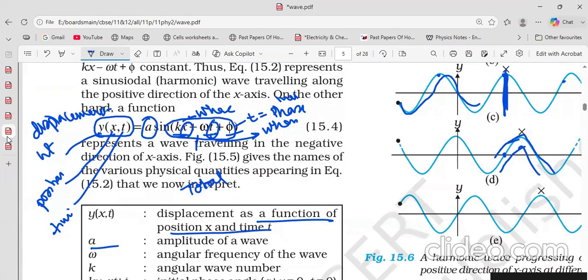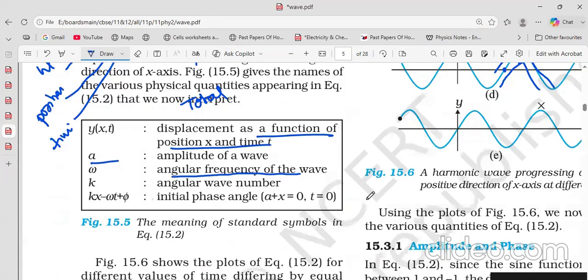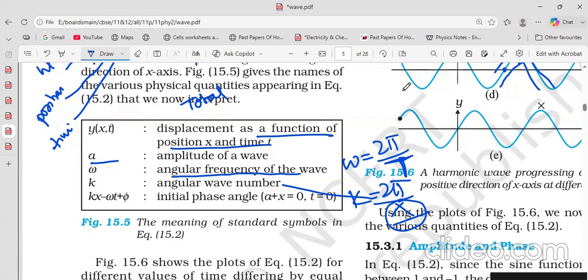And omega is the angular frequency and k is the wave number. I'll just tell you what the definition is. Omega is 2 pi by T, the time period, and wave number is 2 pi by lambda. So this is a factor called the propagation factor. This is dependent on the wavelength, and this is dependent on the time period. So these two things you should know.